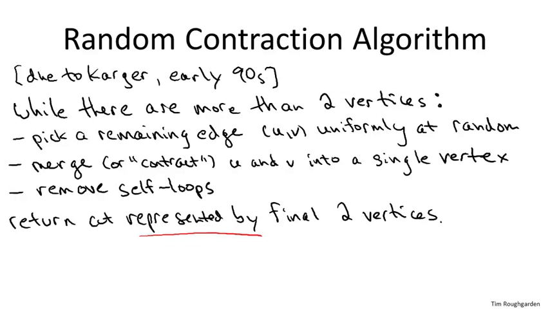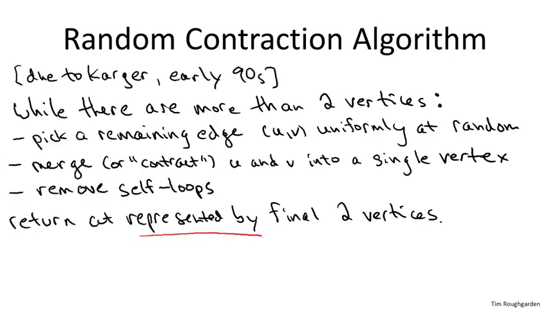If the endpoints of that edge are u and v, then we collapse u and v together into a single supernode. So that's what we mean by contracting two nodes into a single vertex. And then if that causes any self-loops, and as we saw in the examples, we will in general have self-loops, then we delete them before proceeding. After the n-2 iterations, only two vertices remain.